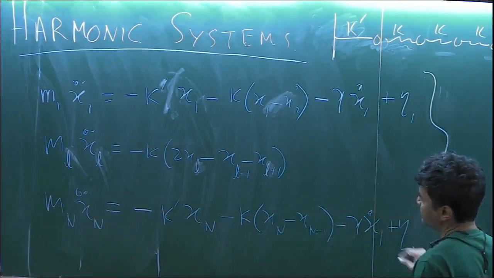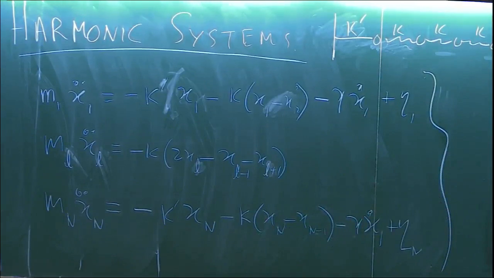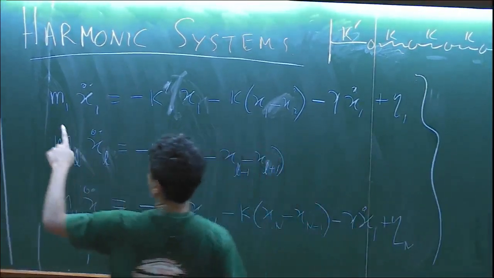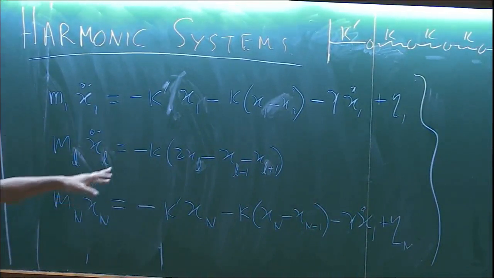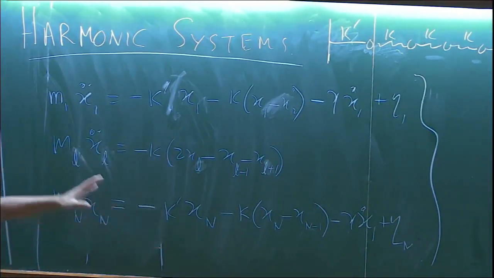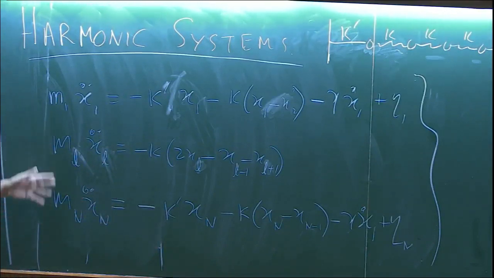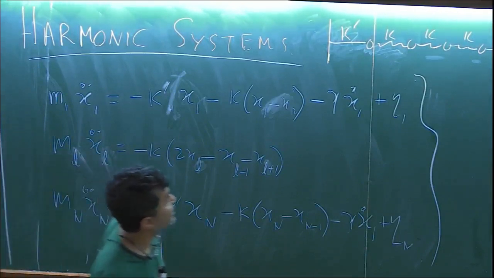So we have this set of linear equations. Here the disorder could be done in various ways. You could have made the spring constants random, but I'm just choosing the masses different, so that if I want, I can put them random. So that's the model.